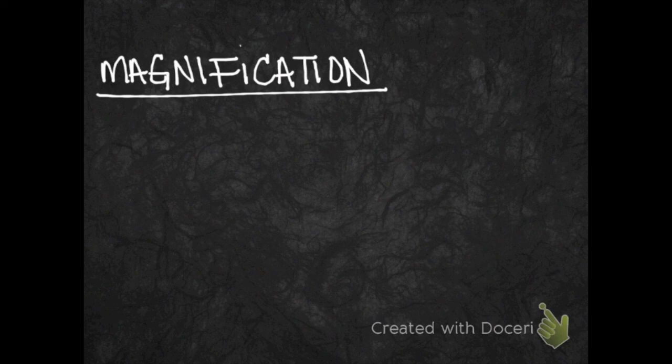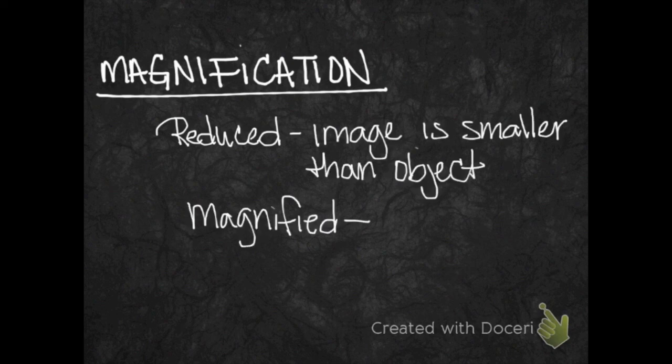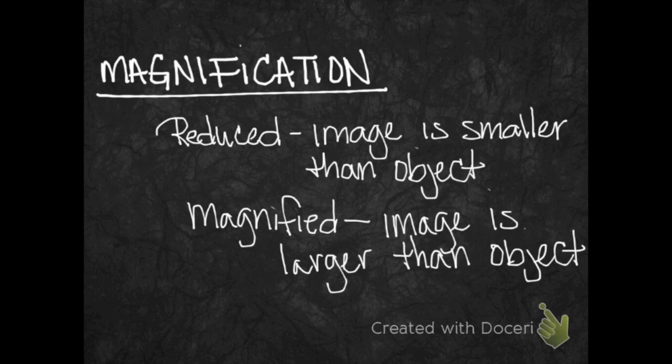We also have something called magnification that we need to look at. We have reduced and magnified. So if something is reduced, that means the image is smaller than the object. Okay, so magnified means that the image is larger than the object. So if we say that m for magnification, m is equal to 1, that means that they are the same size. Both the object and the image are the same size.